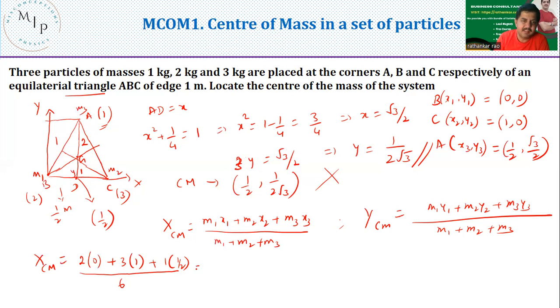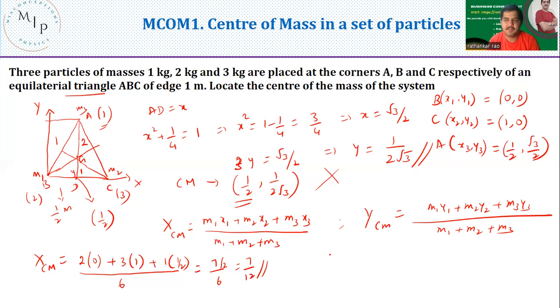Now let us solve this equation. This is 0, this is 3, this is half. So 3 plus half divided by 6. 3 plus half is 7 by 2. 7 by 2 divided by 6 should be 7 by 12. I got the answer for XCM as 7 by 12. See, what did the student get earlier? Half. Incorrect.